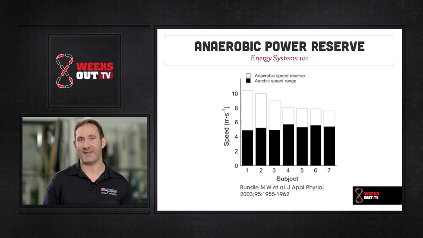They took that speed, and then they had them sprint as fast as possible, which we know for a very short sprint is predominantly anaerobic, and they took that speed. As you can see there, the total bar is showing us the maximum speed they could reach with anaerobic speed, and the black bar is showing us the speed they were able to reach with aerobic speed. And they coined the difference the anaerobic power reserve.